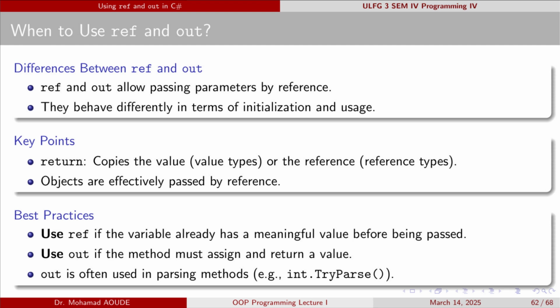Summarizing best practices. Use ref if the caller already has a value and it should be modified. Use out if the method must supply a completely new value. For example, methods like int.TryParse use out to safely return parsed values. Understanding these two mechanisms is critical for writing clean, bug-free C# code.